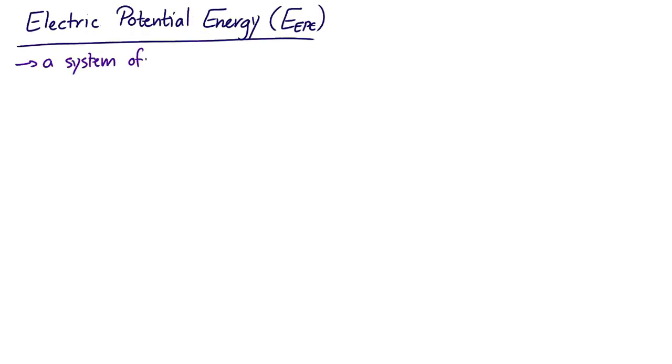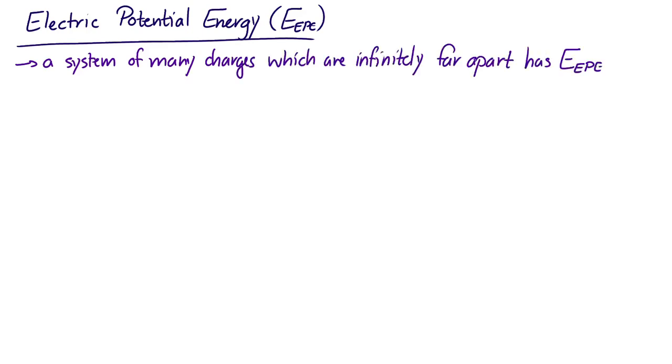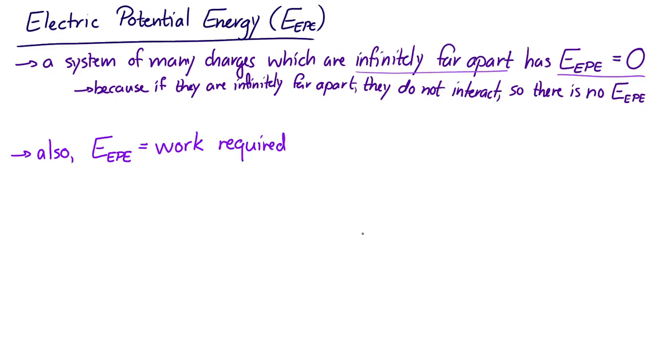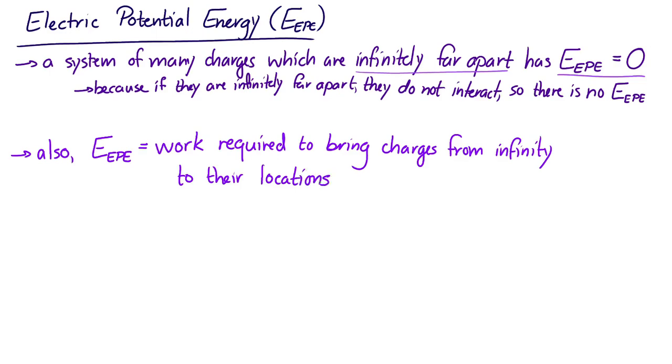So we're going to start out with electric potential energy. We're going to say that if we have a system that's made up of many charges, then when those charges are infinitely far apart, the electric potential energy of the system is equal to 0. Now, if they are infinitely far apart, it makes sense, right? Because then they have no effect on each other. They're not interacting with each other, and so the potential energy should equal 0 when they're infinitely far apart. Another way to think about it is the electric potential energy of a system is the work that's required to bring the charges from infinity to their current locations.